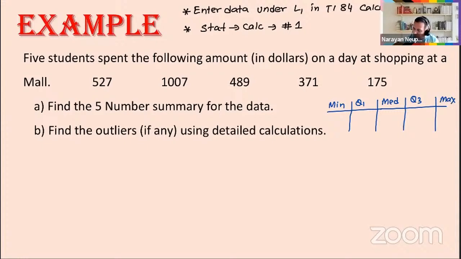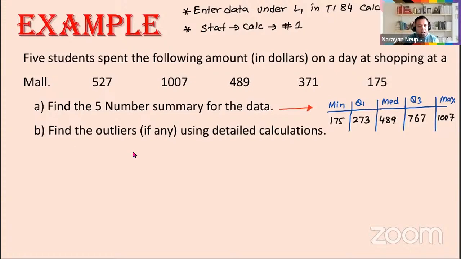If you look at your calculator, after you enter the data, you'll see that the minimum value is 175. Of course, that is true because we have a small data set here. If you quickly look at it, 175 is the minimum. Q1 will be 273. Median will be 489. Third quartile will be 767. And the maximum value, as you can see here, is 1007. So those are the 5 numbers we are looking for. That is the 5 number summary we want to look at.